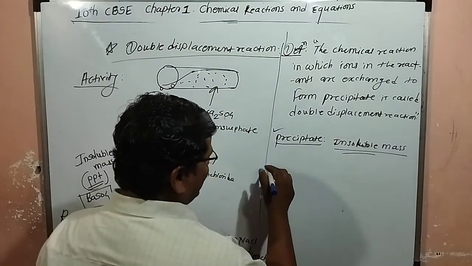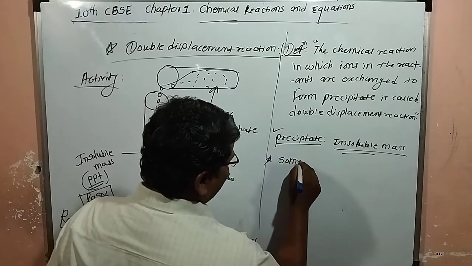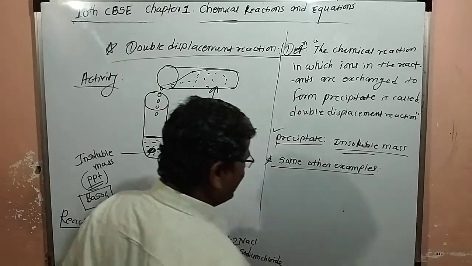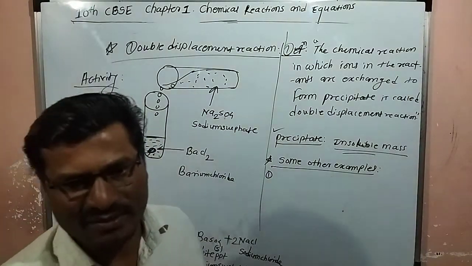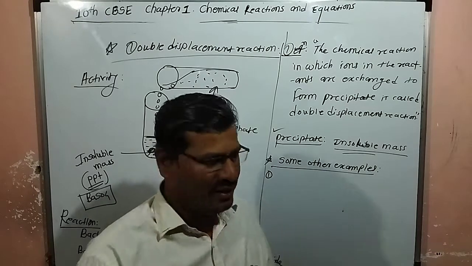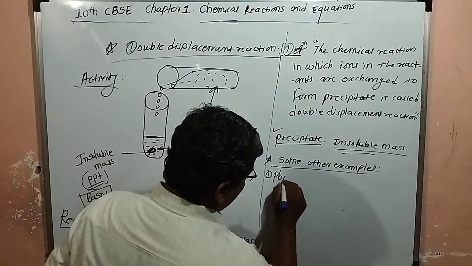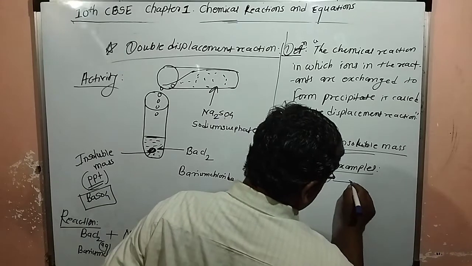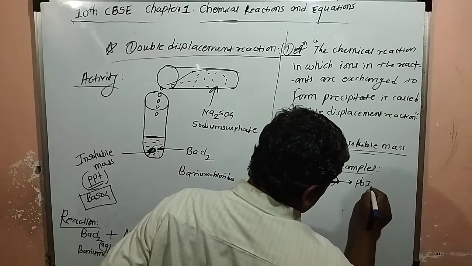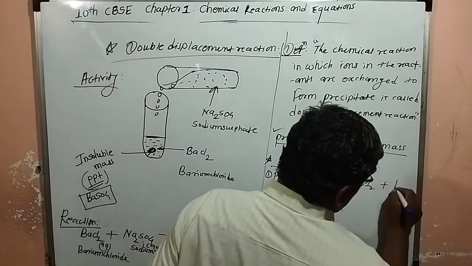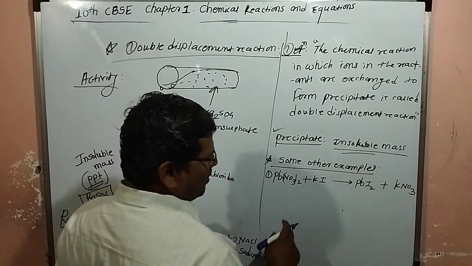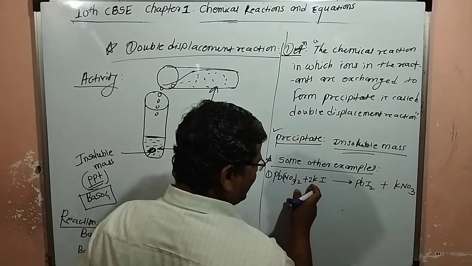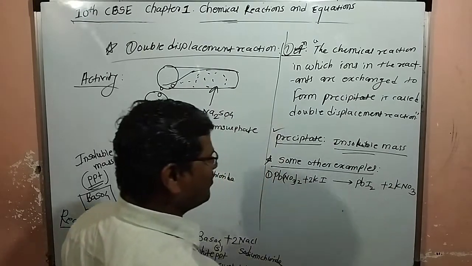Some other examples of precipitation reaction. The first example is Pb(NO3)2 plus KI, and it gives PbI2 plus KNO3. Here I2 is there, so on the right side you multiply KNO3 by 2. The potassium also balances, so the chemical reaction gets balanced.